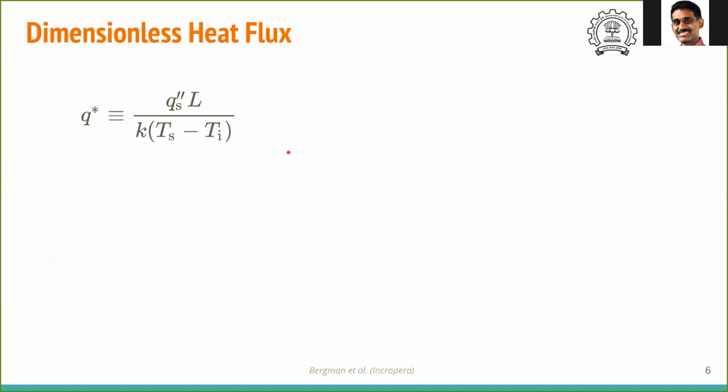There is one other quantity of interest, that is the dimensionless heat flux. So dimensionless heat flux we introduced in the 2D steady state convection problem where we had Q star SS, which is for steady state. The same thing can be defined for Q star at any time. So Q star at any time is given by Q surface flux times L divided by K times the temperature difference.